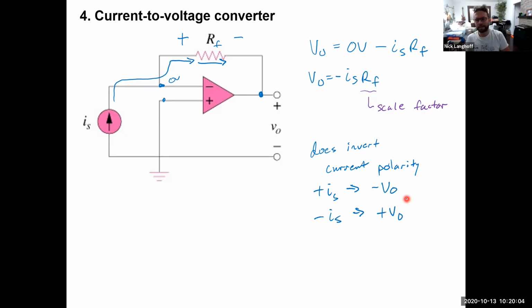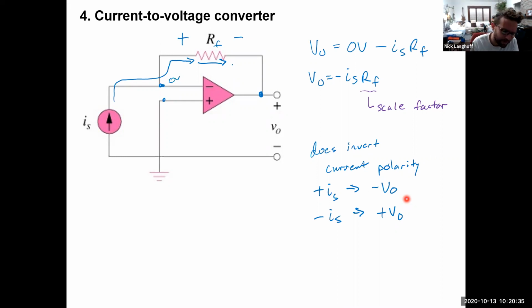So that may not be desirable. I'll show you on the next slide how you can use a technique called cascading amplifiers, putting 2 amplifier blocks together to get this so that it's not inverted. Or, in general, cascading is putting 2 or more amplifier blocks together to get you the overall relationship that you're looking for. Let's go take a look at that.